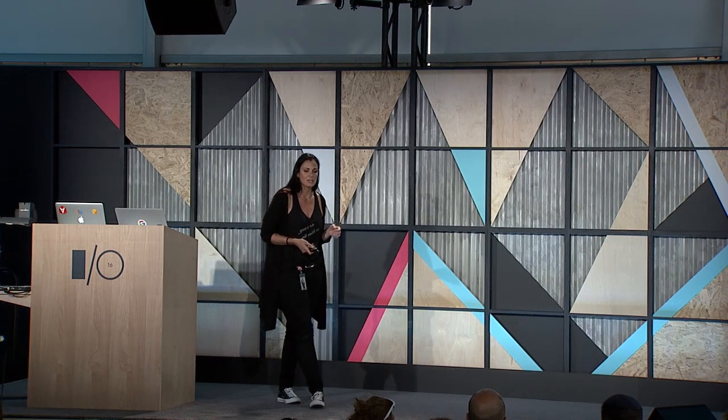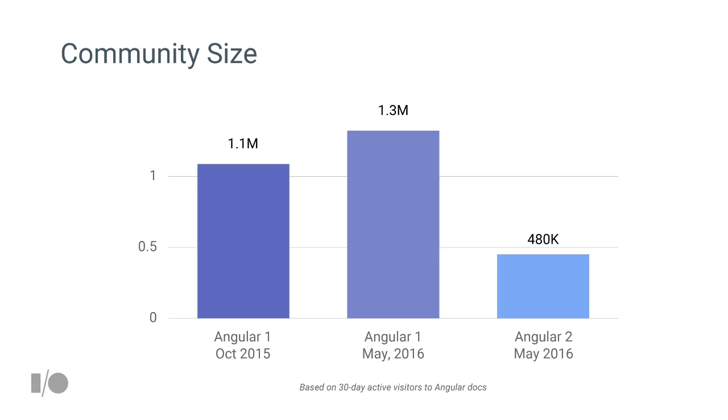Late last year, we announced that there were about 1.1 million people visiting the Angular 1 site. Then when we ran those numbers again this month, we saw a growth of about 200,000 people, reaching 1.3 million developers learning Angular 1. And since we put Angular 2 into beta, we've been pleasantly surprised that over 450,000 people are visiting the Angular 2 site.